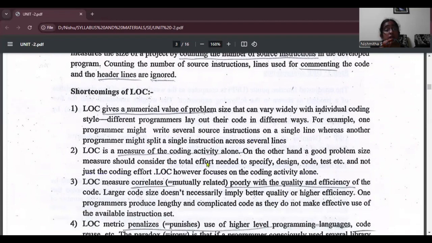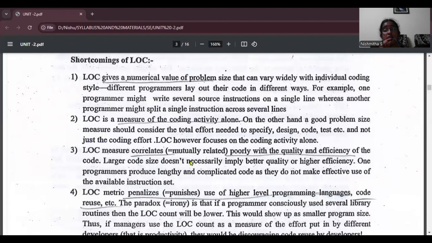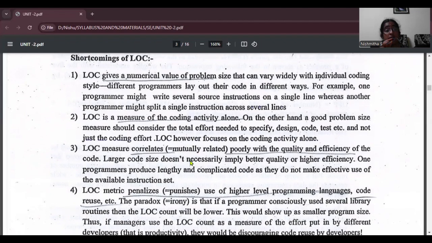A good problem size measure should also consider the total effort needed to specify, design, code, and test, not just the coding effort. Lines of code, however, focuses on coding activity alone. LOC measures correlate poorly with the quality and efficiency of the code. Larger code does not necessarily imply better quality or higher efficiency. Programmers may produce lengthy and complicated code as they do not make effective use of the available instruction set.